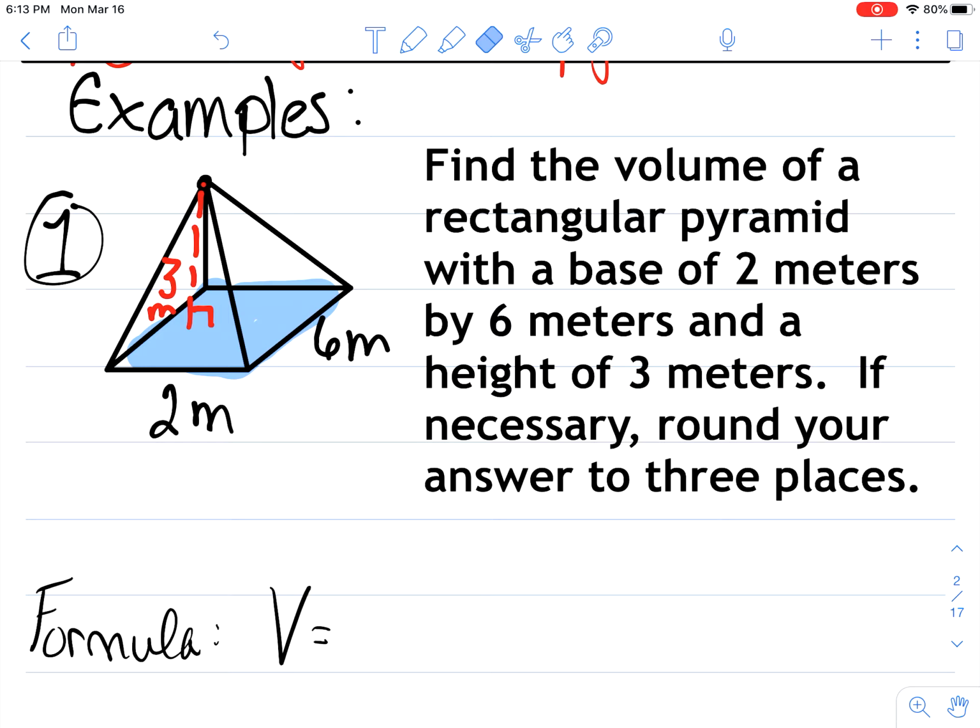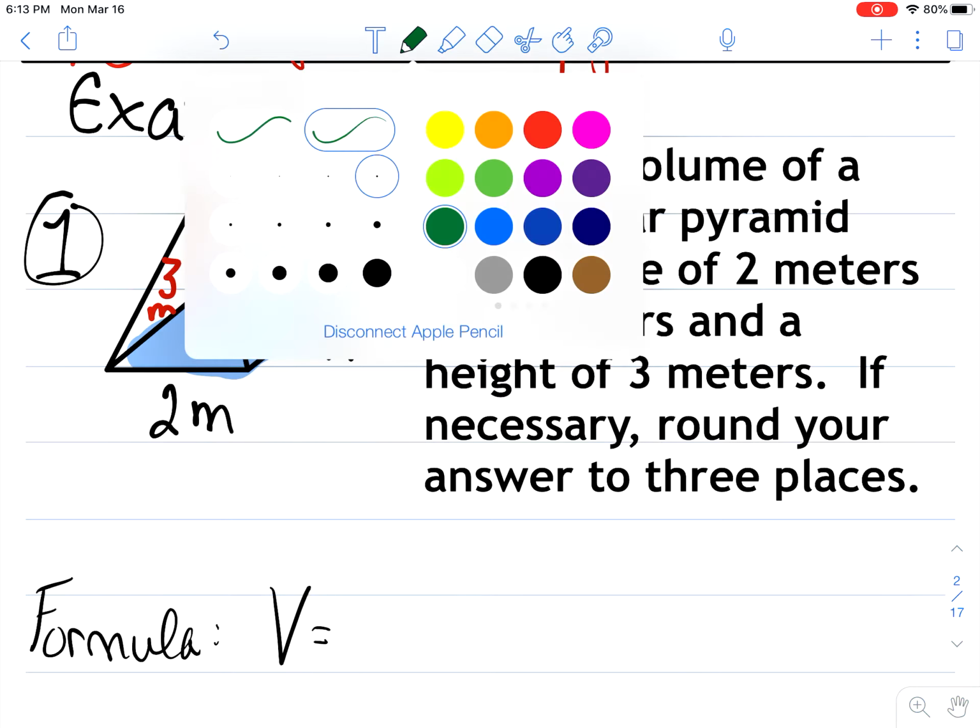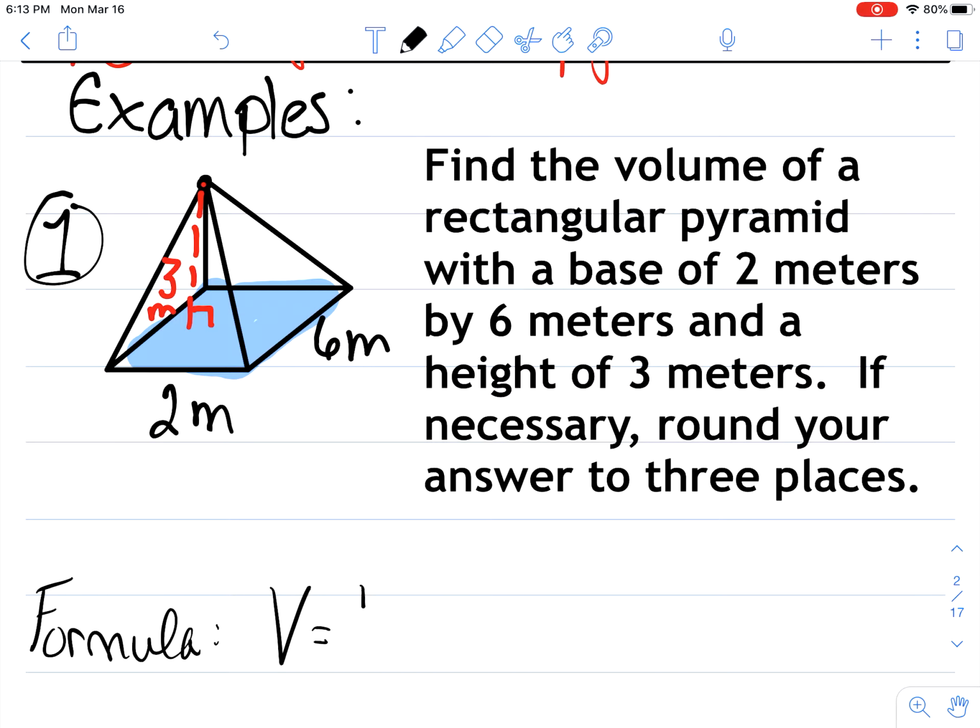So if we're going to work this problem, we're going to start by writing the formula down. So, of course, V equals, let's go ahead and use black for this first one, 1/3 area of the base times the height, okay? As you can see, the area of the base is highlighted here in blue, so we'll have that defined for capital B. And the height is in red. Okay, so we can find these dimensions, plug them into the formula, and find the volume.